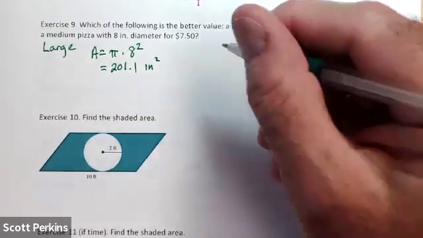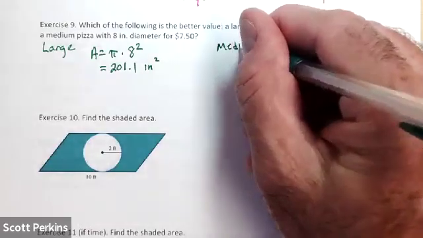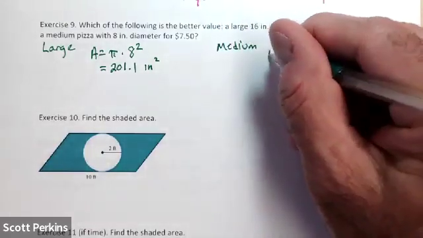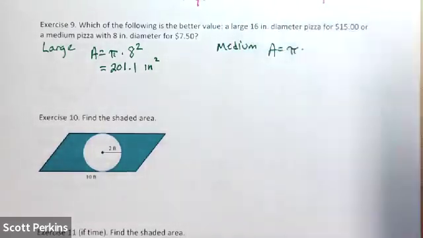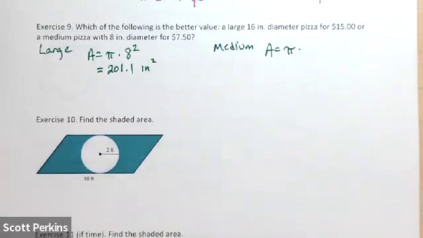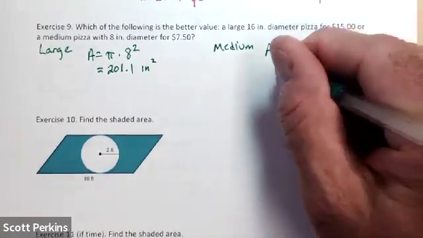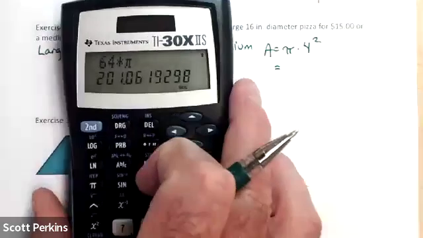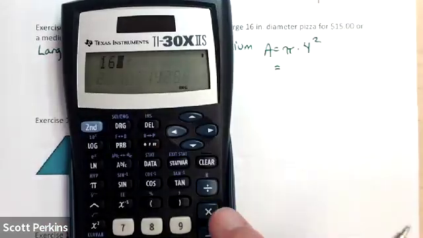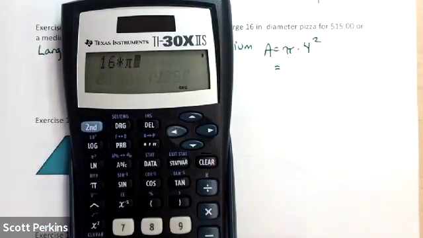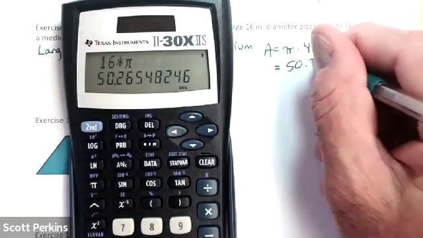Now for the medium, okay, similarly, the area is going to be pi r squared, and I'm pretty sure if I asked you, you would tell me that the radius of that one is going to be 4. It's going to be half the diameter, so 4 squared. And so when I throw that into the calculator, I've got 16 times pi, and that is going to be 50.3 inches squared.